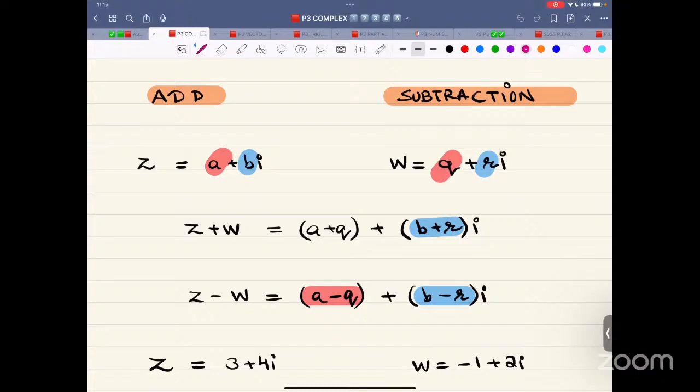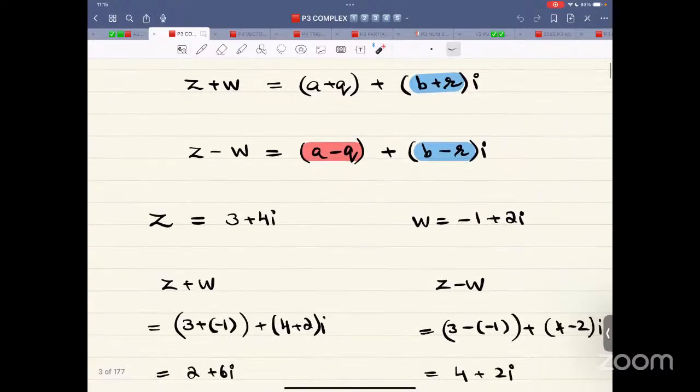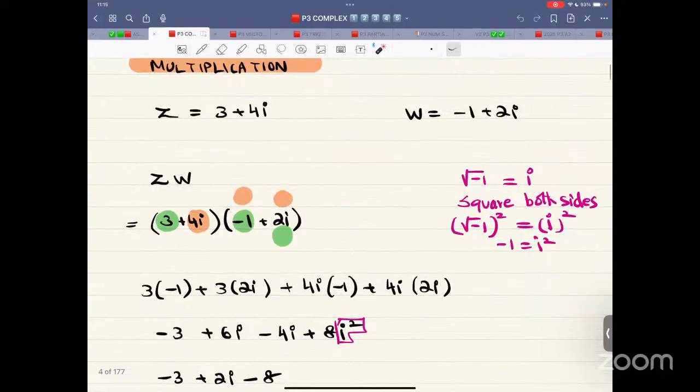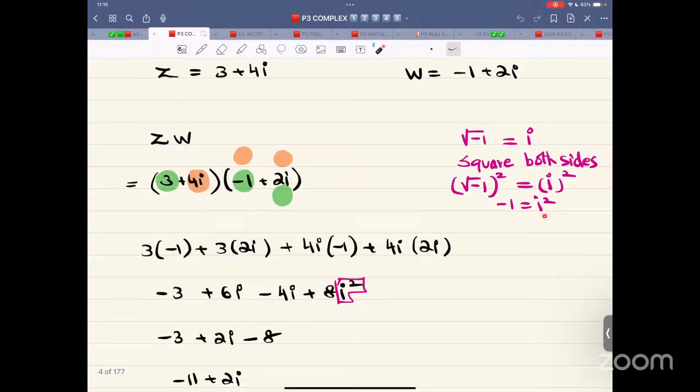When we add two complex numbers, the real part gets added to the real part. The imaginary part gets added to the imaginary part. So real, real, imaginary, imaginary. The same thing goes with subtraction. Multiplication, this is just like algebra. So this is like (a plus bi)(c plus di). You multiply it out. And we should know that i squared is -1. So wherever we have i into i, that's i squared. So this becomes -1. This now becomes a real number.